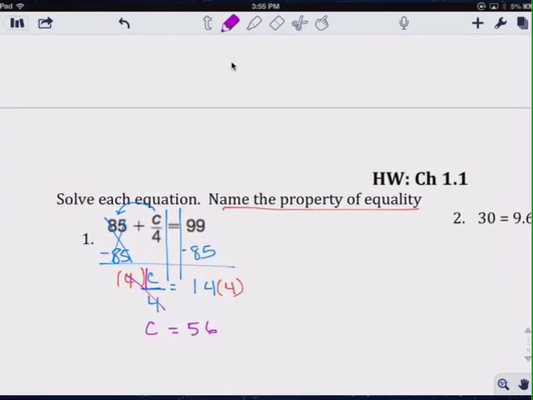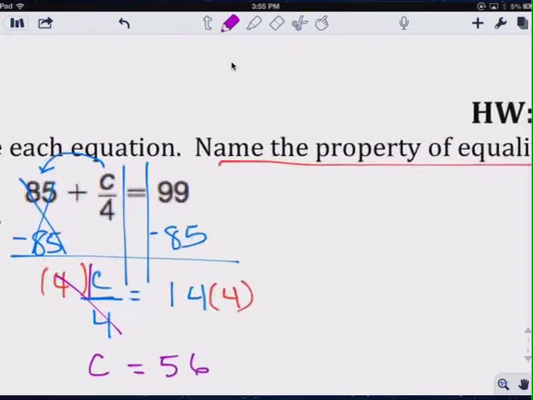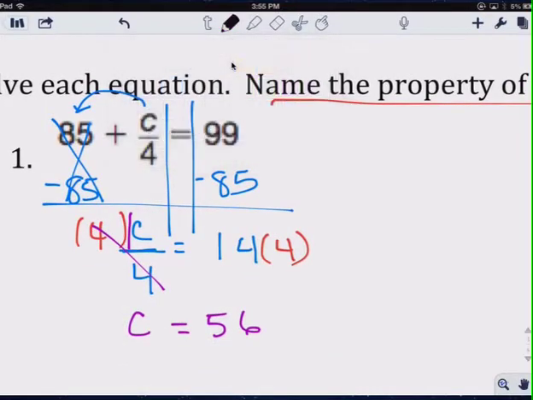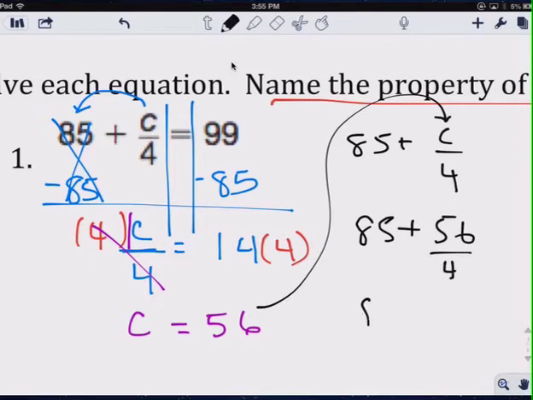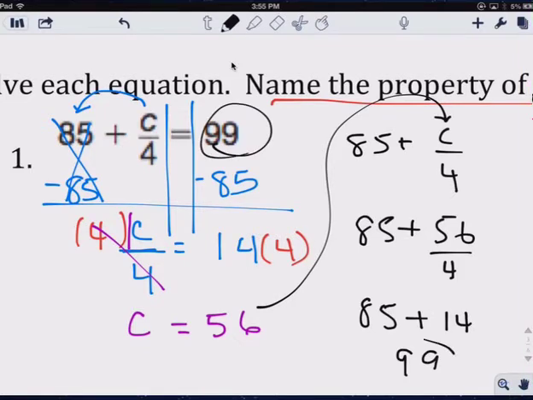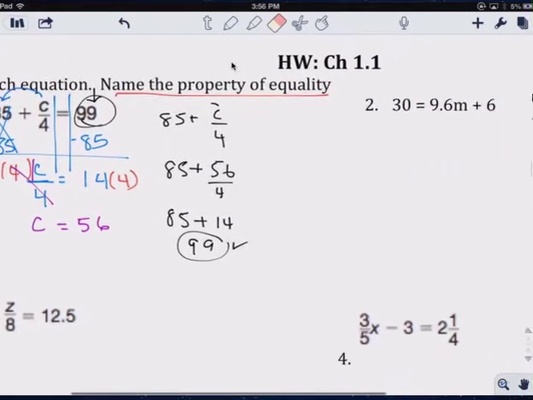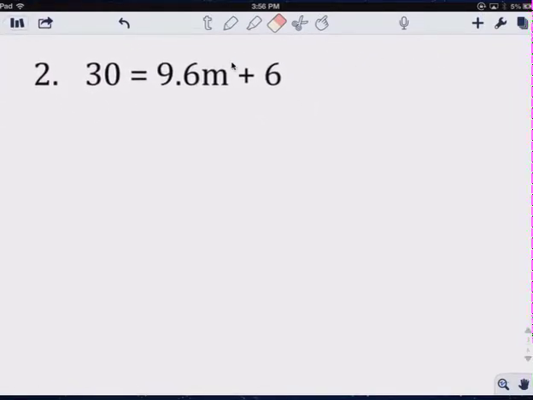You can check to make sure it's right by substituting it back into the problem. So you can always check 85 plus C over 4. You input C there. You get 85 plus 56 divided by 4. So that's 85 plus 14. And that should get you 99, which is our answer here. Should be the same. This is the output if we solve it when C is 56. Okay? Now, that's checking to see if we're right. It's very important you know how to check.